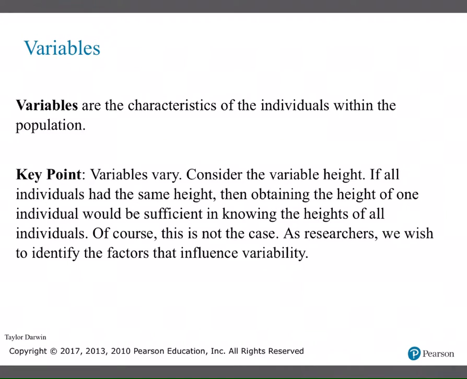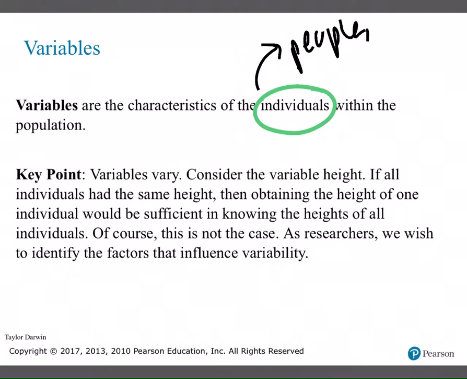Okay, so variables. Variables are the characteristics of an individual within the population. What are individuals, though? Individuals can be whatever it is that you're talking about. Is that people, dogs, oranges, whatever it is that you're talking about? That's what the variable is.